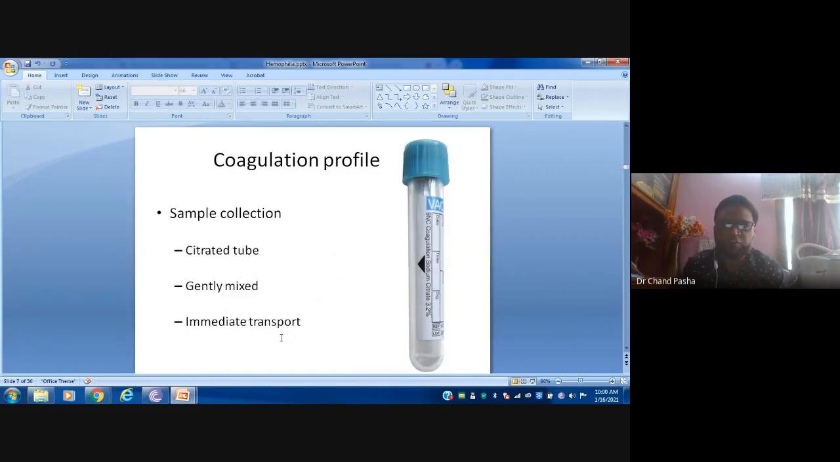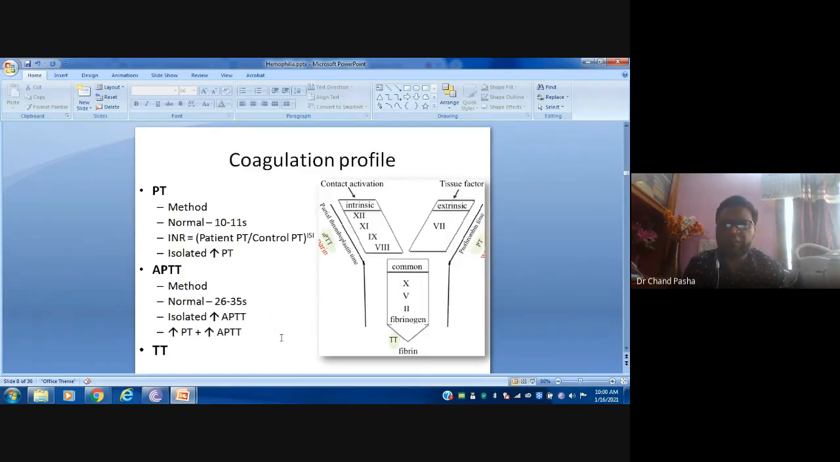For the coagulation profile, while collecting the sample you are supposed to use citrate as anticoagulant, mix it gently, and transport it immediately. And these are the methods we will be doing: prothrombin time, APTT, TT, CT, and BT.